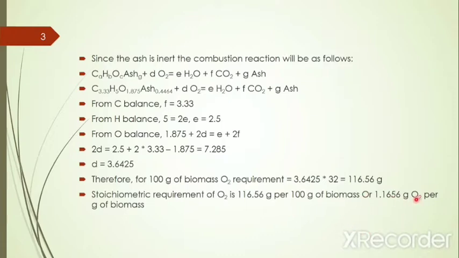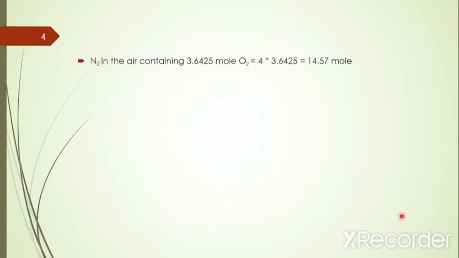Or we can say 1 gram of biomass will need 1.1656 gram of oxygen. That is the stoichiometric oxygen requirement. Now we have to find the stoichiometric air requirement. Mostly in practical cases we will be combusting with the help of air, not oxygen. So in this problem it is given that air consists of 4:1, that is nitrogen 80% and oxygen 20%.